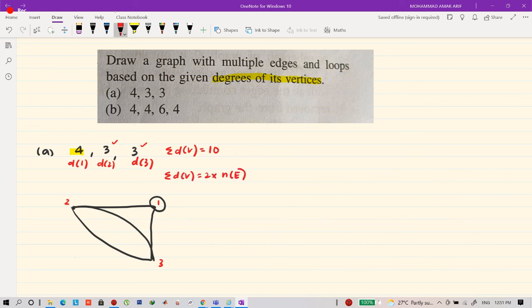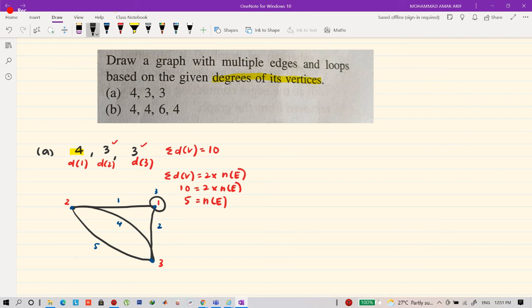So kita tahu ini adalah 10, 2 times n. So this is 5. So number of edges adalah 5. Maksudnya jalan yang kita ada cuma 5 saja. So 1, 2, loop ni consider 1. So 3, 4, 5. Yes, it's correct. So ni adalah titik, ni adalah titik, ni pun adalah titik. So that's for question A.